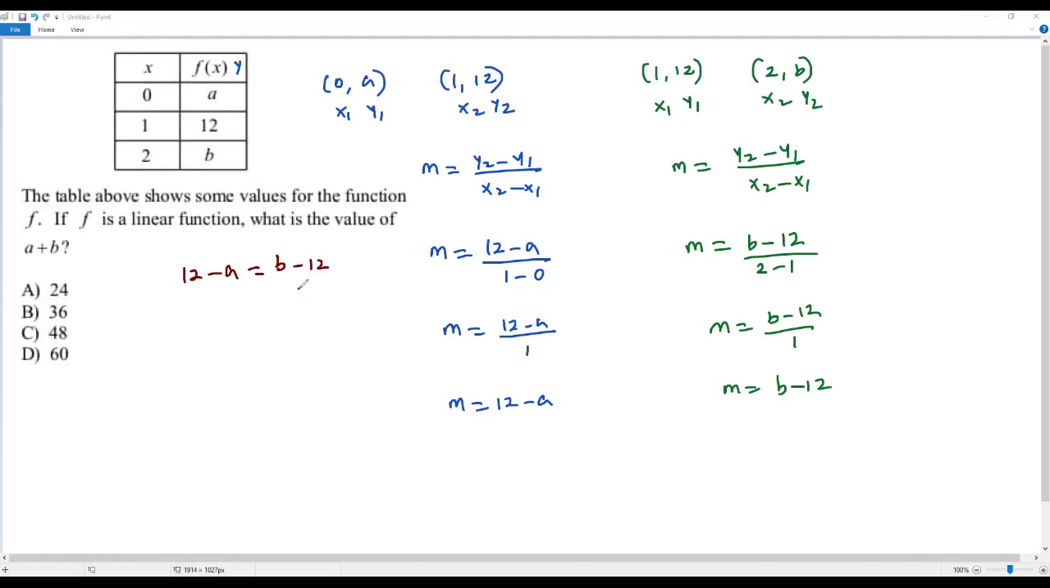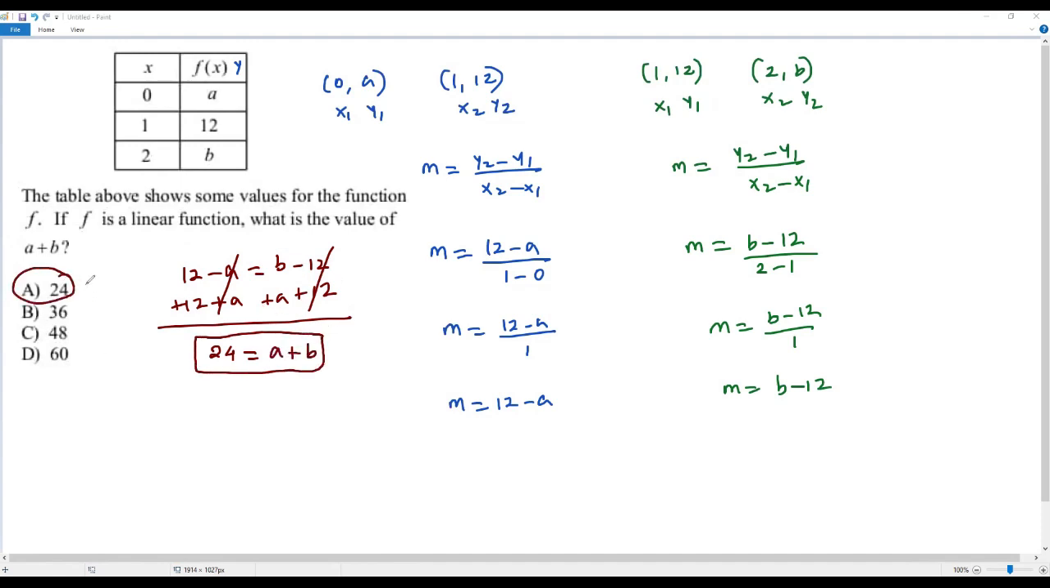Here we can add 12 to both sides of this equation and also add a to both sides of the equation. The negative 12 and positive 12 will cancel out, and negative a and positive a will cancel out. On the left side, when we combine positive 12 and positive 12, I get positive 24. On the right side, I get a positive b. Here I got the value of a plus b, it is 24. We find 24 in answer choice A. The correct answer choice for this question is A.